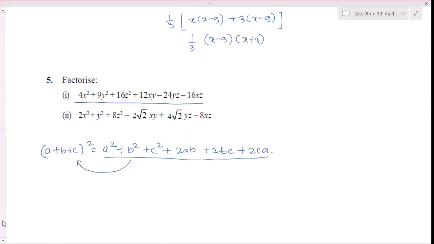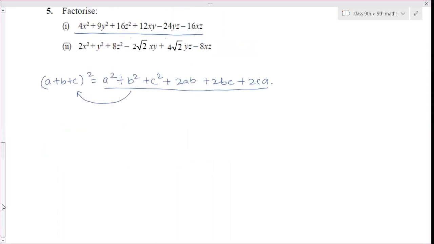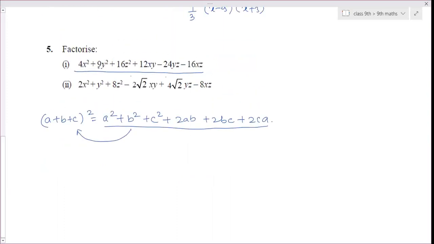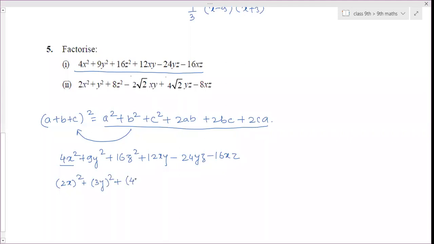Now write the polynomial properly and check the values of a, b, and c. So 4x square plus 9y square plus 16z square plus 12xy minus 24yz minus 16xz. Now whose square is this? 2x whole square. 9y is 3y whole square. 16z square is 4z whole square.